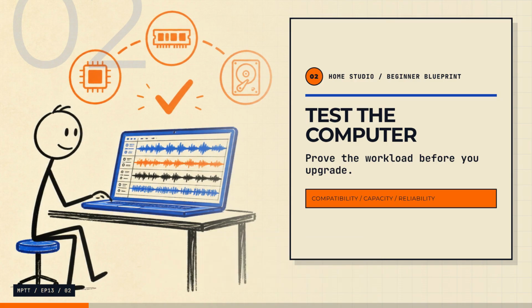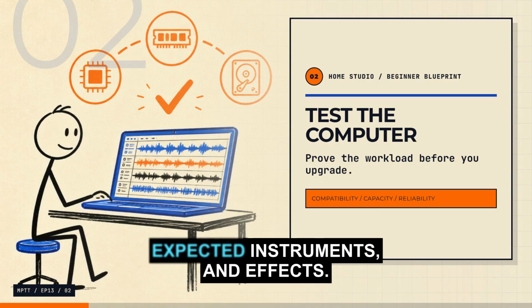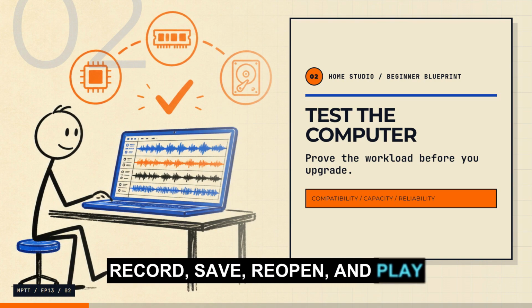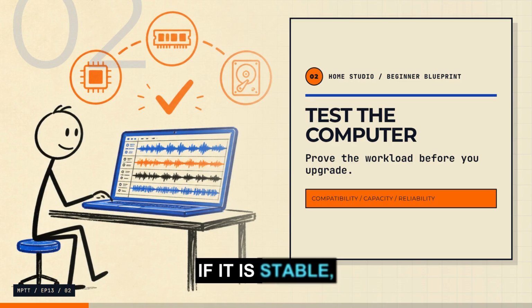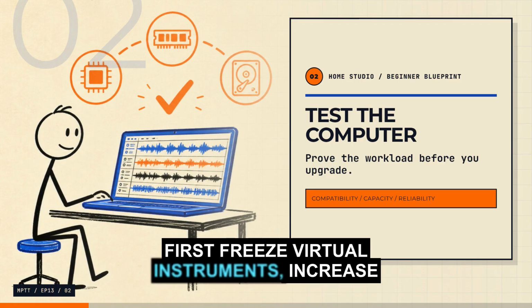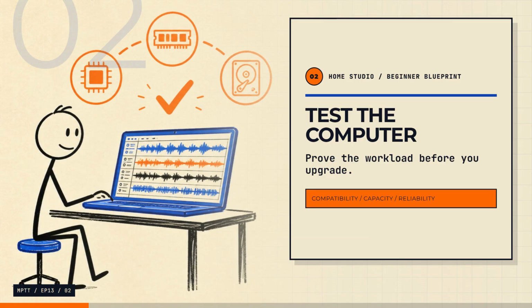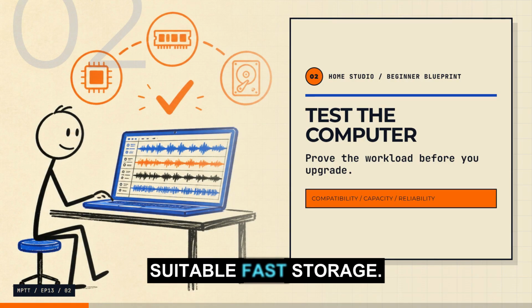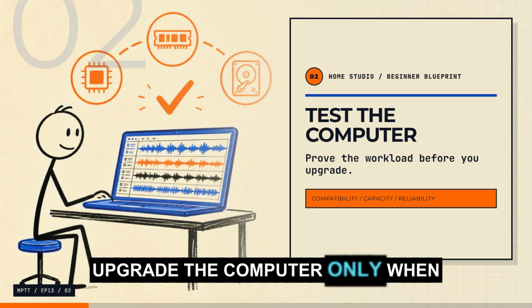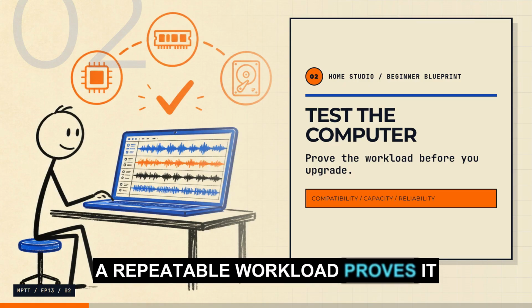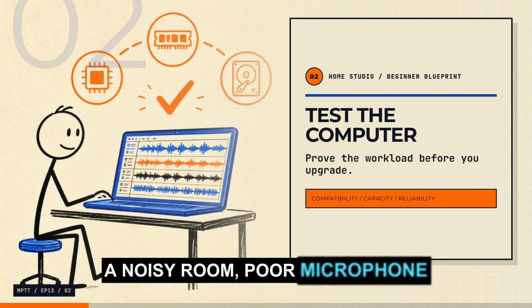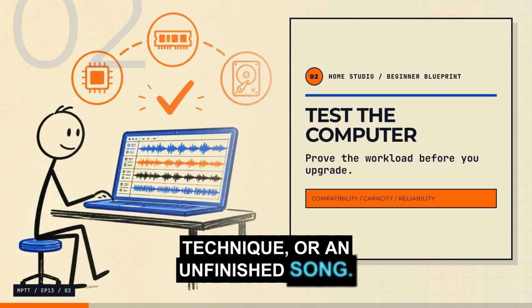Build a representative session with several audio tracks, expected instruments, and effects. Record, save, reopen, and play the busiest section. If it is stable, keep using the computer. If it struggles, first freeze virtual instruments, increase the buffer while mixing, close background applications, and move large libraries to suitable fast storage. Upgrade the computer only when a repeatable workload proves it is the bottleneck. A newer machine cannot fix a noisy room, poor microphone technique, or an unfinished song.